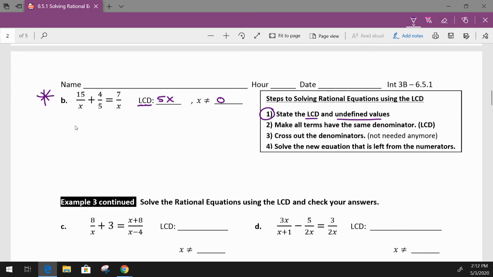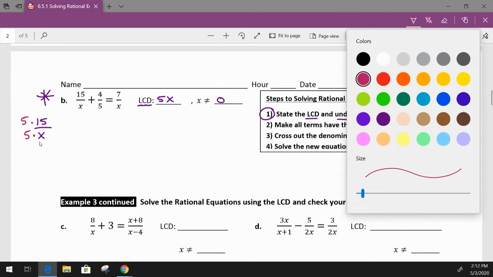So if we look at the first fraction, now this is going to get a little bit bigger before it gets smaller. The 15 over x already has a denominator of x. We want it to be 5x. So what do we have to multiply this first fraction by to get 5x in the denominator? Well, 5. And I'm going to put that out front because usually we put coefficients in front of variables.